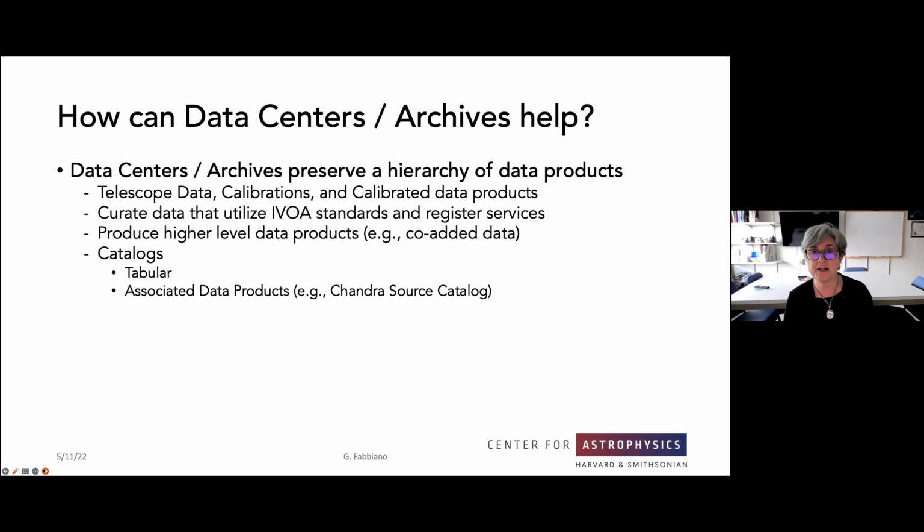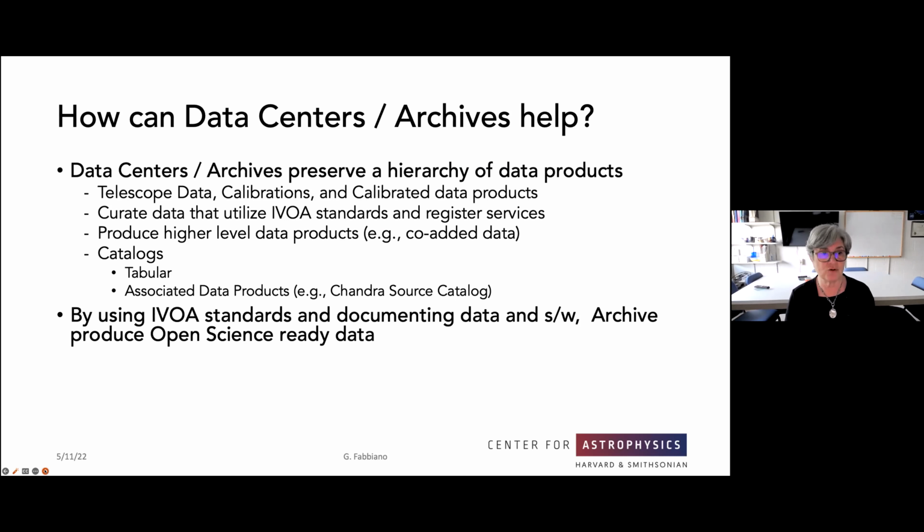I think they can help because they preserve a hierarchy of data products, starting from telescope data, raw data, calibration and calibrated data products at various levels. They curate data that utilize the IVOA standard and register the services, produce high-level data products, for example, co-added data in the Chandra archive. They produce catalogs in some cases, and the catalogs could be tabular, but could be associated with data products, as we have done with Chandra.